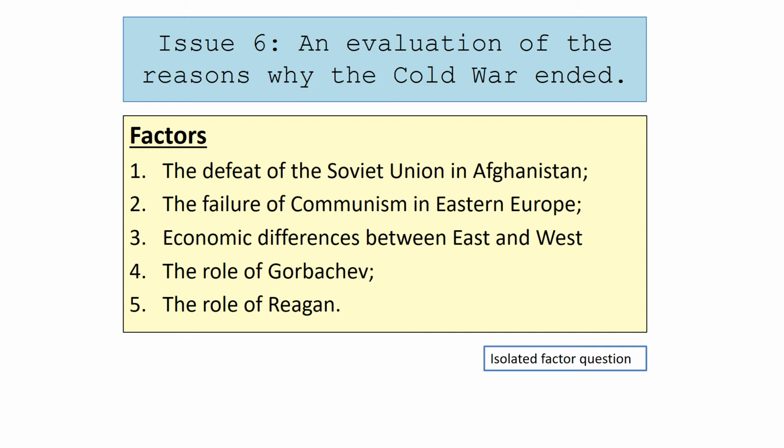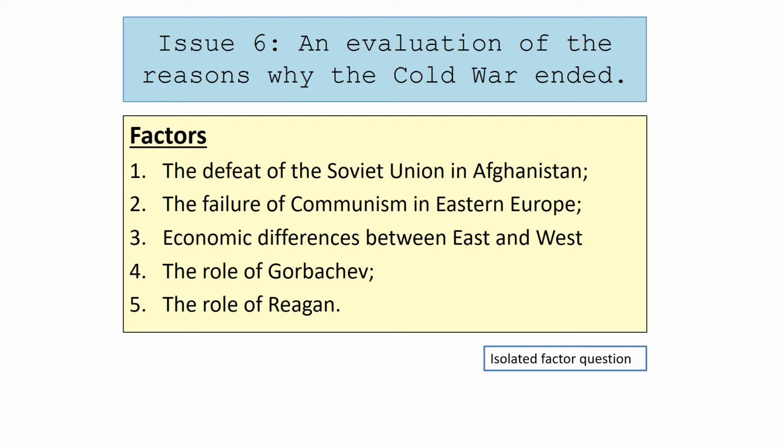Now, the factors which we'll be looking at in this section. Factor number 1, we're going to think about the defeat of the Soviet Union in Afghanistan and why that was important in the Cold War coming to an end. We'll look at the failure of communism in Eastern Europe. We'll look at economic differences between East and West. We'll look at the role of Mikhail Gorbachev, who was the leader of the Soviet Union near the end of the Cold War, and we'll look at the role of Ronald Reagan, who was the leader of the USA near the end of the Cold War as well.